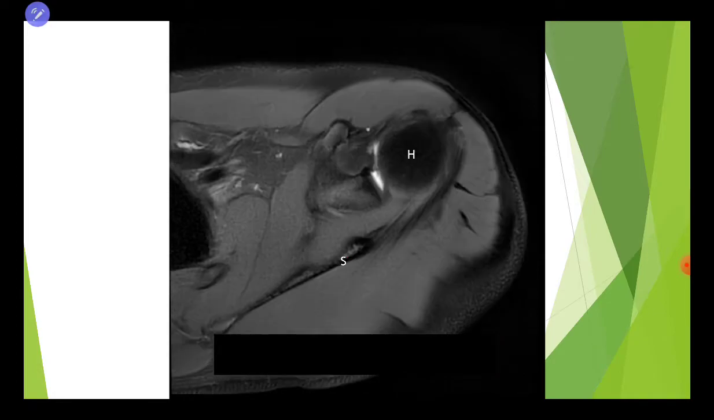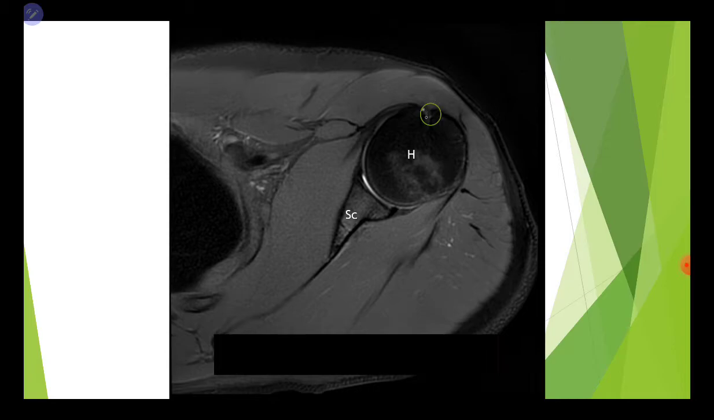As we are moving down, we can see this is the coracoid process, which is a bony projection from the scapula which points anteriorly. This is the spine of scapula. As we are moving down, we can see the head of humerus has started appearing, which is articulating with the glenoid part of the scapula. This is the scapula, and this is the glenohumeral joint.